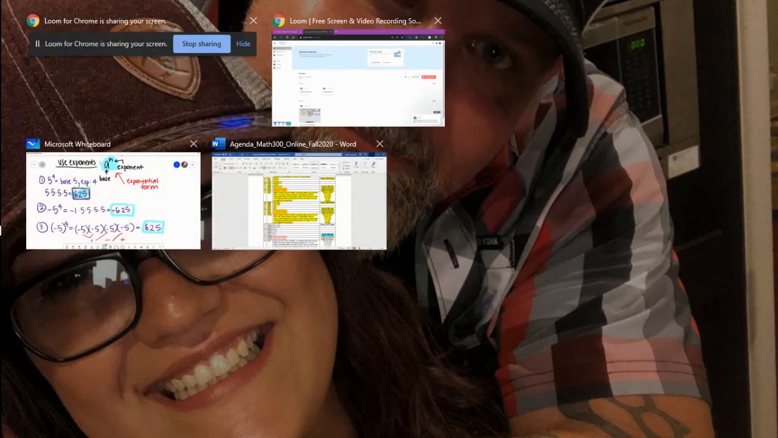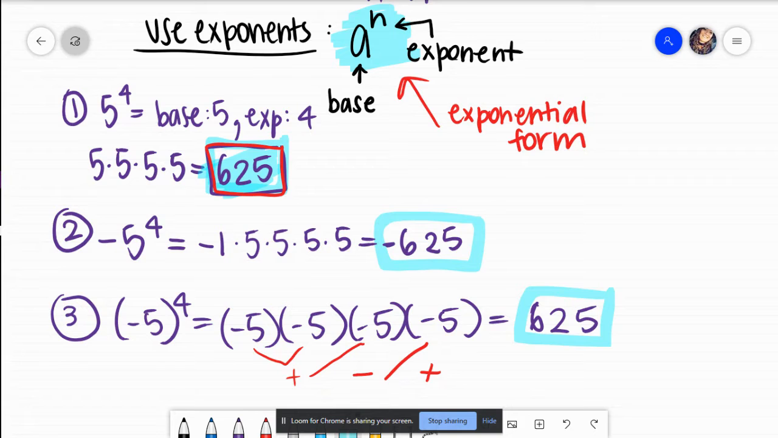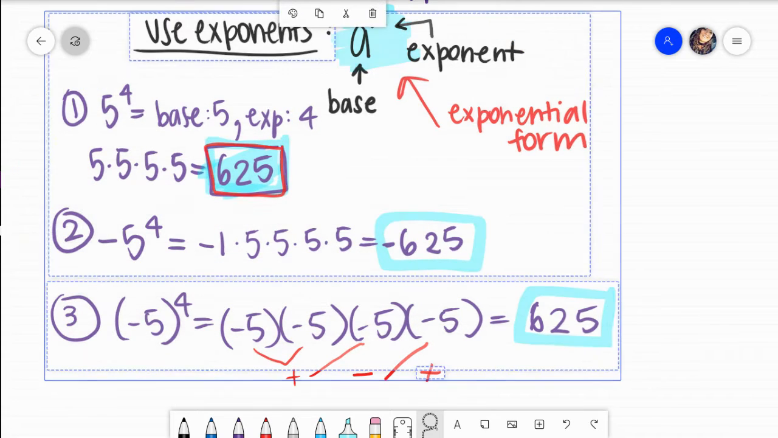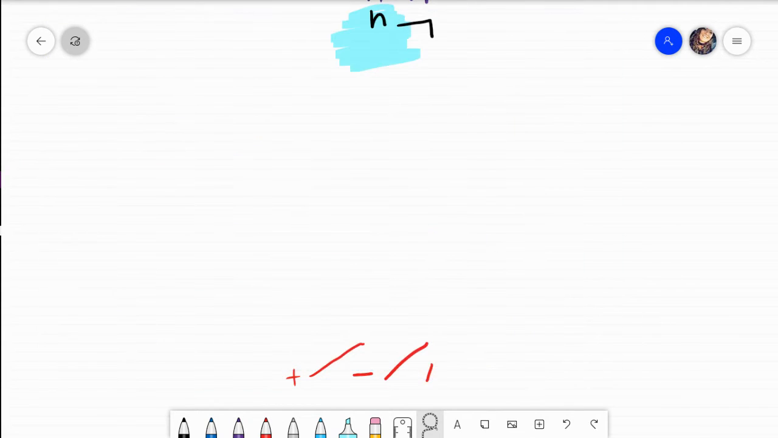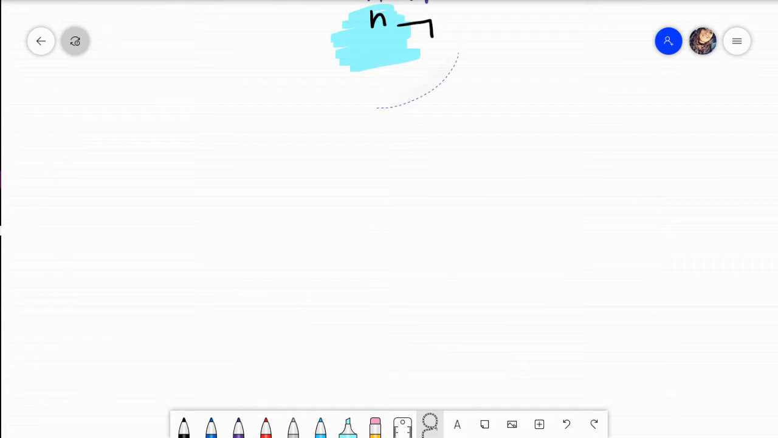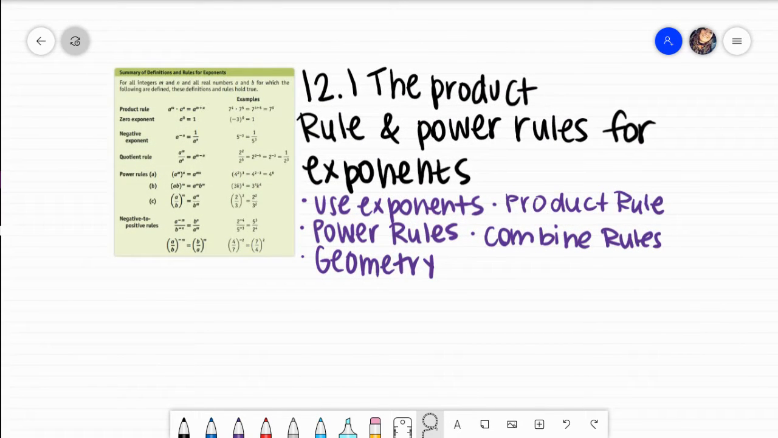Hey y'all, we are going to continue with this 12.1 lesson. I'm actually going to get all of this to go away. And that right there. Let's scroll back up, see where we're at. So we're still on 12.1.